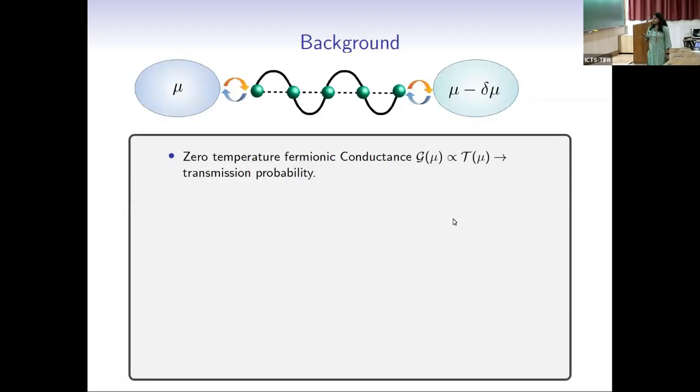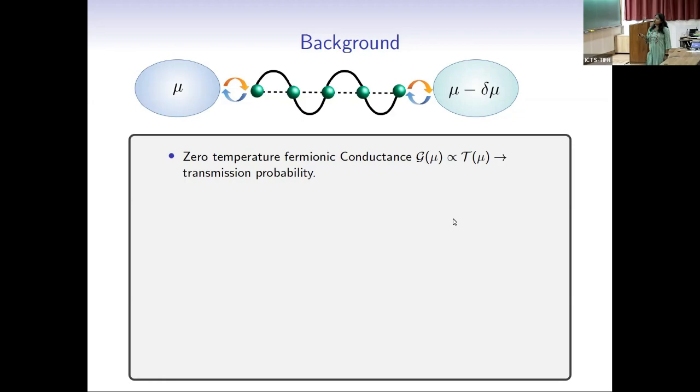First, a brief discussion about the transport setups and the transport classification I'm going to talk about. The central system is attached with two baths with different chemical potentials, let's say mu and mu minus delta mu, and the baths have identical temperature. Now the particle will flow from higher chemical potential to lower chemical potential. How the particle flows through this system, the conductance and conductivity, are the measure of this.